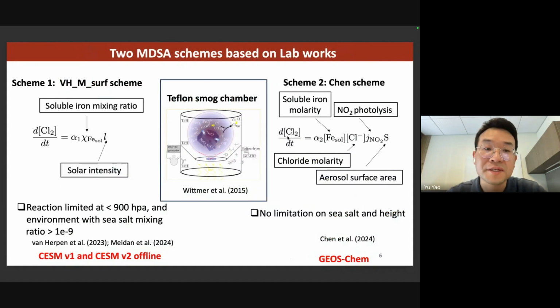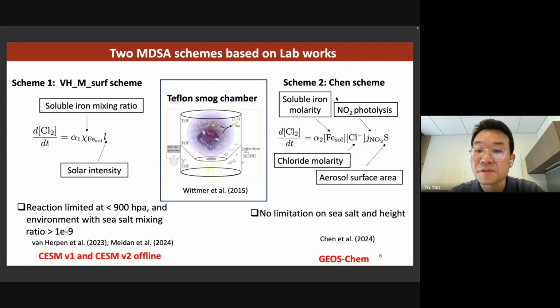Here I introduce the two MDSA, mineral dust sea salt, schemes in this work. The first one is the Maiden scheme. This scheme parameterizes the chlorine production rates based on soluble iron mixing ratio and solar intensity. This reaction is limited to the surface layer, and to environments with sea salt mixing ratio larger than 10 to the minus 9 kilogram per kilogram. This parameterization was applied by Verhagen in 2023 using CESM version 1, and also by Maiden in 2024 using version 2, but offline of the soluble iron process.